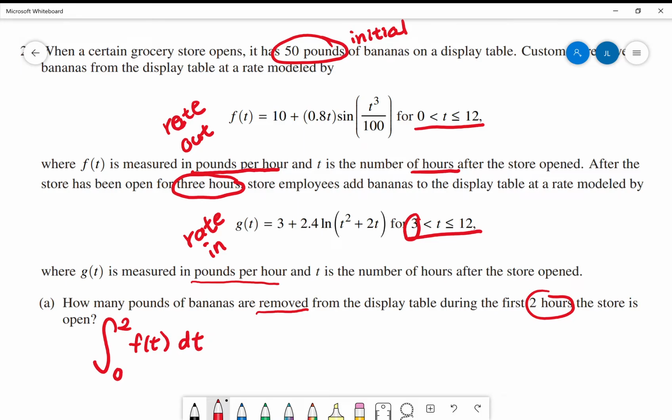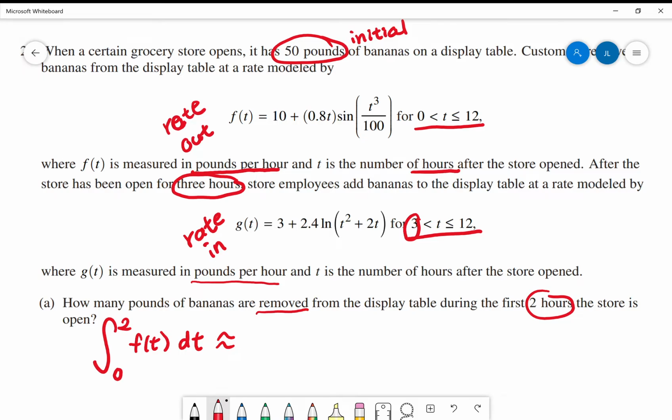On the free response, you're going to have a ton of space to write when you really only need this simple setup. So it's a little bit deceiving, but trust that this is really all you have to write: from 0 to 2, f of t. Don't even copy the question. Don't even copy the function 10 plus 0.8t sine of t cubed over 100, because if you make a mistake, then this is going to be counted against you. It's better to just simply write the name that is already given to the function.